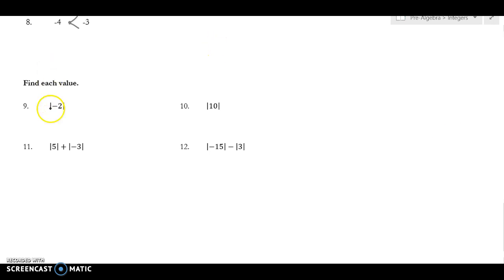All right, so for number 2, I just take the absolute value of negative 2, which is positive 2. For number 10, the absolute value of 10 is positive 10. For problems like 11 and 12, it's kind of a two-step problem. I first have to find the absolute value of 5, which is 5. Bring down my plus sign, and the absolute value of negative 3, which is 3. 5 plus 3 is 8, and that's my answer.